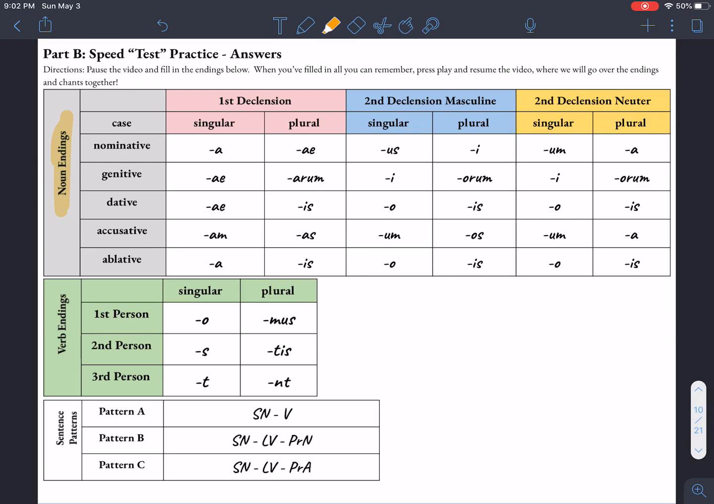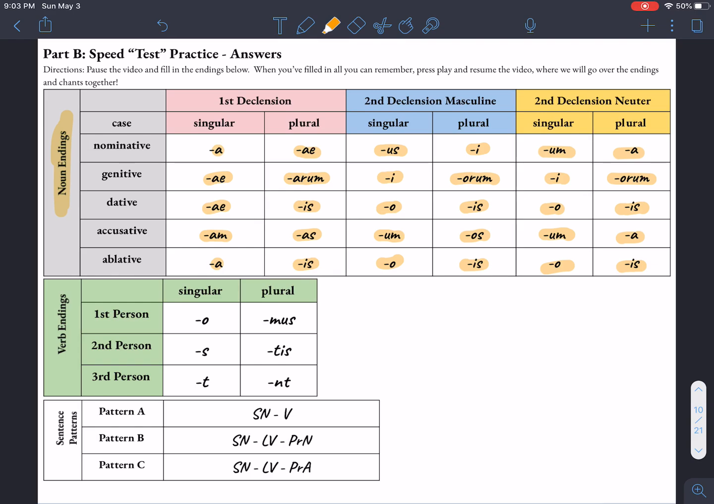And 5, 6, 7, and A, E, A, E, A, M. A, E, A, R, U, M. I, S, A, S, I, S, 2. Now the first declension's through. Now we're on to number 2. U, S, I, O, U, M, O, I, O, R, U, M, I, S, O, S, and I, S, 2. U, M, I, O, U, M, O, A, O, R, U, M, O, R, U, M, I, S, A, I, S. That's the neuter second declension. Wah, wah.